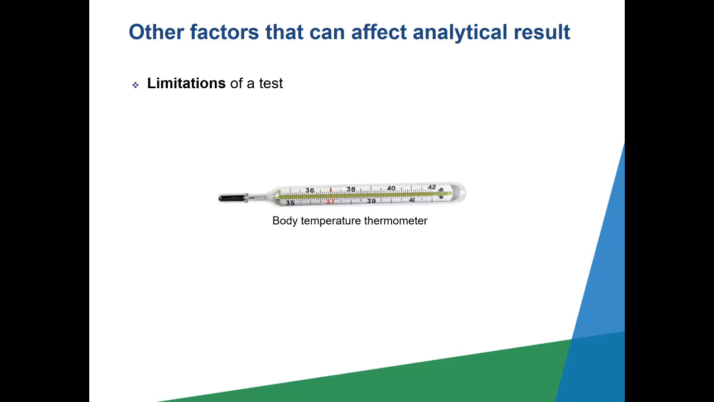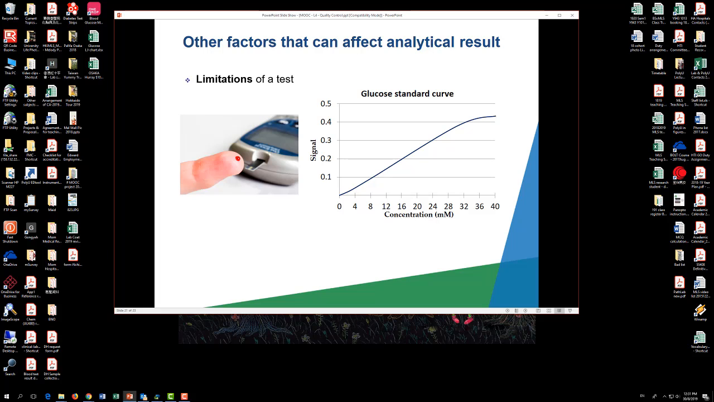No matter how accurate an assay is, there are still some other factors that can affect the analytical results. For example, the limitation of a test. Take your body temperature thermometer: it can only give you a result in a range of 35 to 42 degrees Celsius. It cannot measure any temperature below or higher than the limits. So every analyzer or assay has its measurable range.